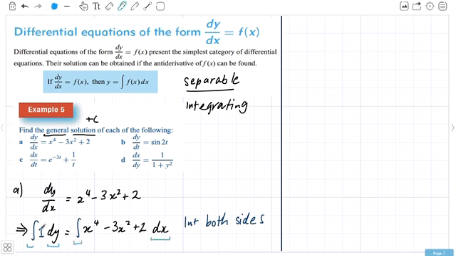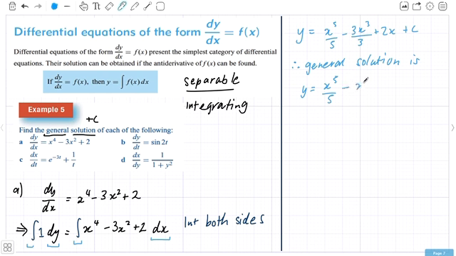So on the left side, we integrate with respect to y, and the integral of 1 will become y. The integral of the right side will become x to the power of 5 over 5 minus 3x cubed over 3 plus 2x plus c. And so our general solution is y equals x to the power of 5 over 5 minus x cubed plus 2x plus c.